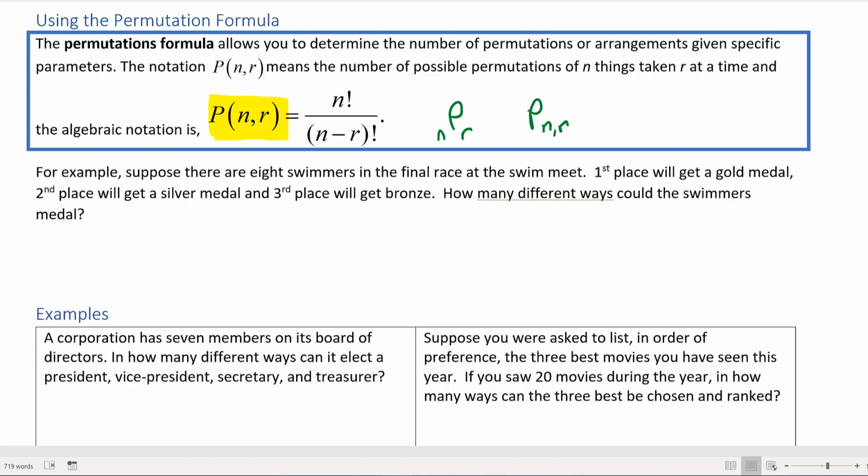notation, and that's okay. For our first example, suppose there are 8 swimmers in the final race at a swim meet. First place will get a gold medal, second place will get a silver medal, and third place will get bronze. How many different ways could the swimmers medal?